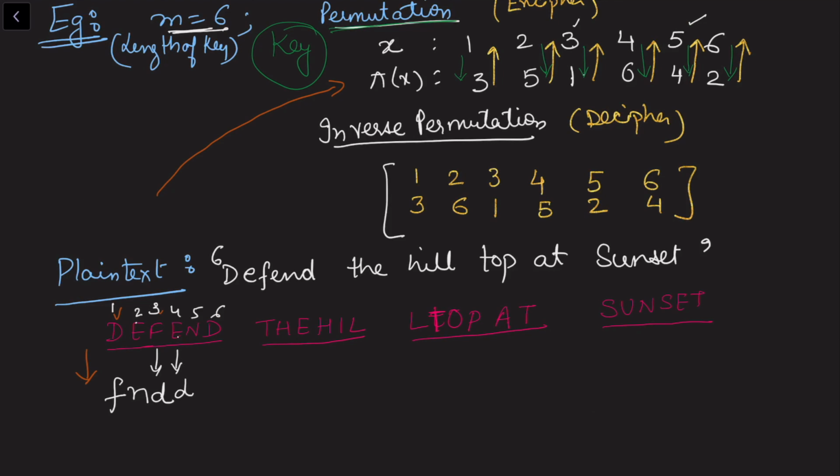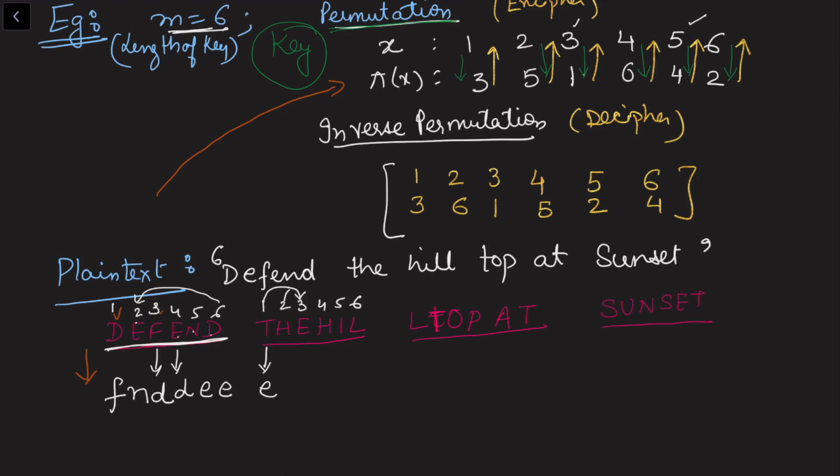You can read it from here: 5 goes to 4, so N goes to the fourth position. And then 6 goes to 2, so D goes back to the second position. So this is the ciphertext corresponding to the first block of 6 letters. Now repeat this process in a similar way. If we consider the first, second, third, fourth, fifth, sixth positions, 1 goes to 3, so T is replaced by E, so this is E.